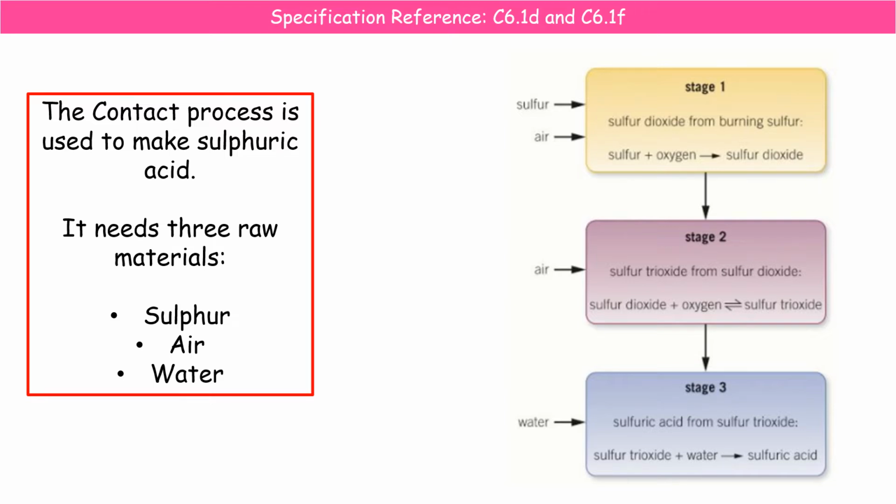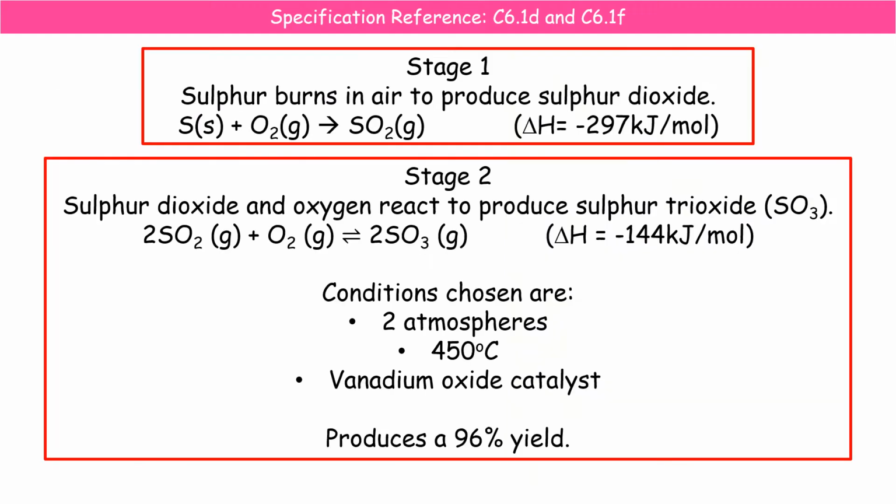Second, air. Third, water. The contact process itself is a three-stage process, which we can see summarized in the diagram on the right. So you can see those three raw materials, sulphur, air and water, going in on that left-hand side to the different stages. So what we'll do is we'll have a look at each stage in turn to understand what happens and discuss some of those key features about the conditions we choose.